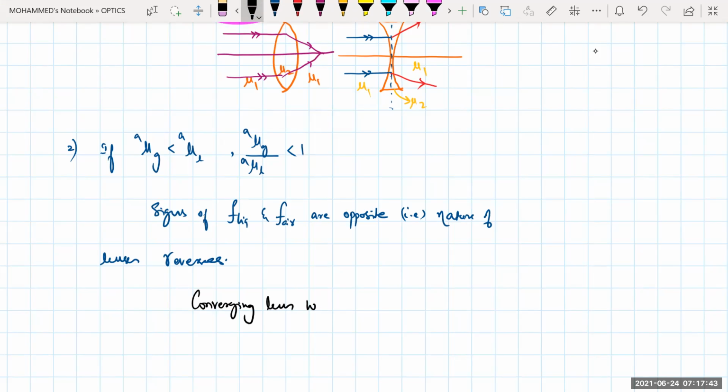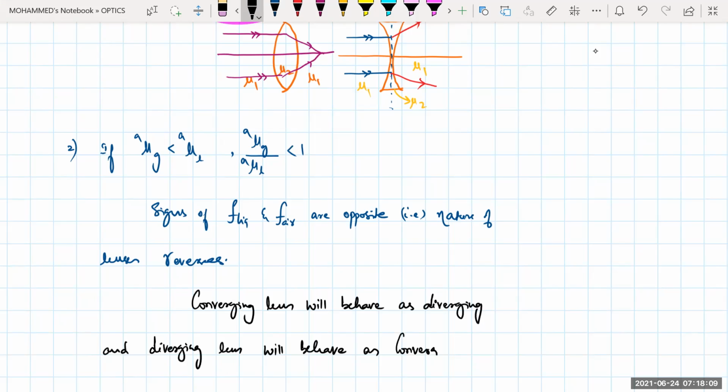So a converging lens will behave as diverging, and a diverging lens will behave as converging. Okay? Is it clear? Yes, sir.